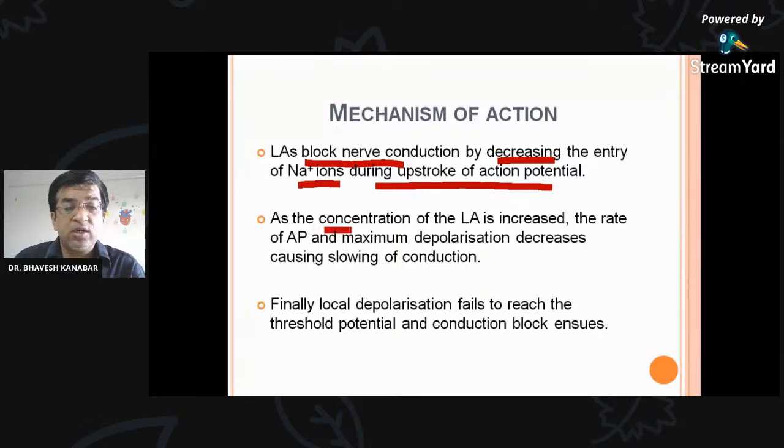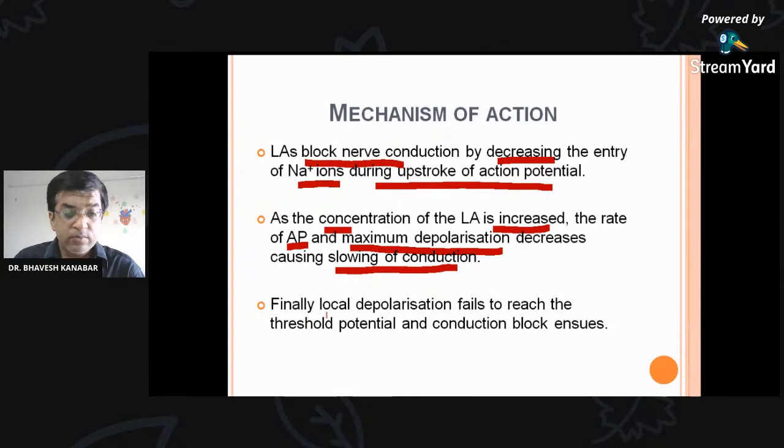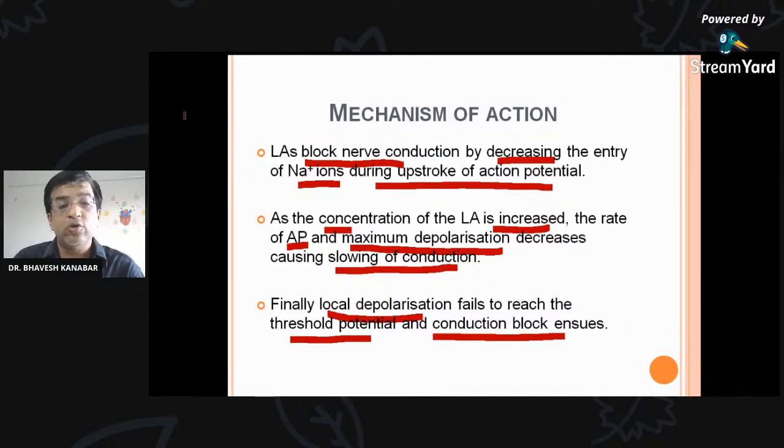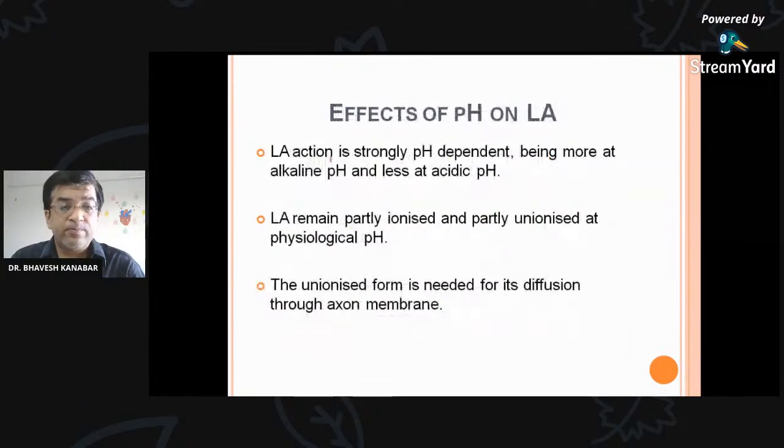As the concentration of the local anesthetic is increased, the rate of action potential rise and maximum depolarization decrease, causing slowing of conduction. So conduction is slowed and then blocked. Finally, there is failure of depolarization to reach the threshold potential, and conduction block ensues. So basically remember this: by decreasing the entry of sodium ion in nerve during the action potential, conduction block will be achieved.